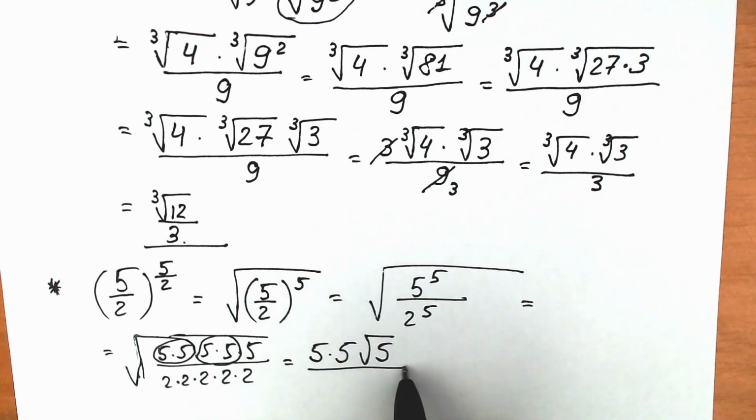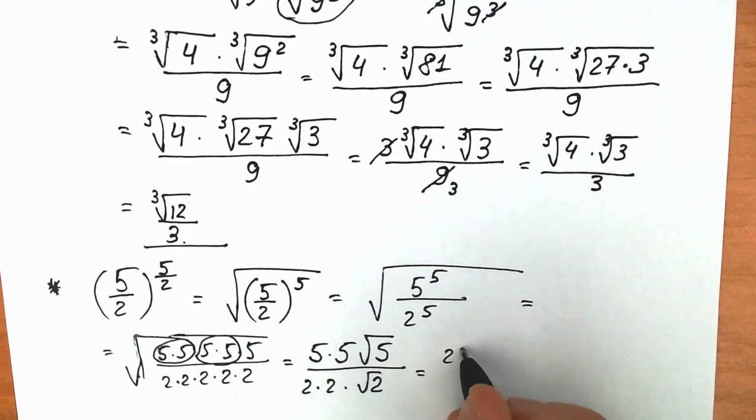In our denominator, we have absolutely the same thing. We have 2 times 2 and times square root of 2. So as a result, we have 25 square root of 5 over 4 square root of 2.